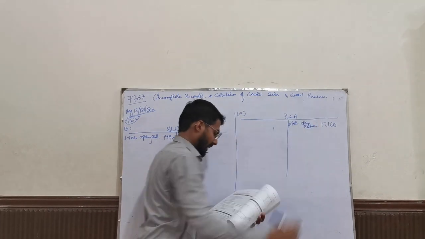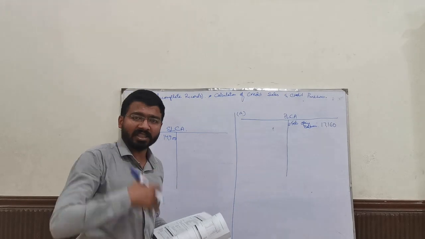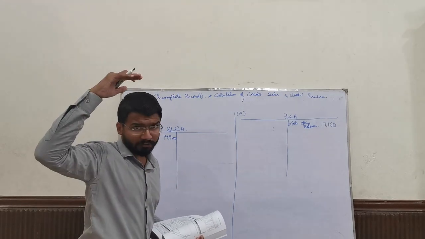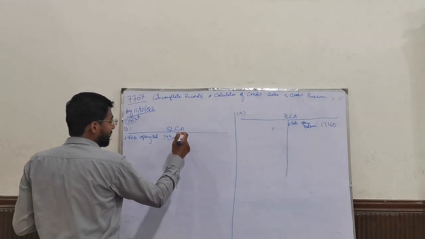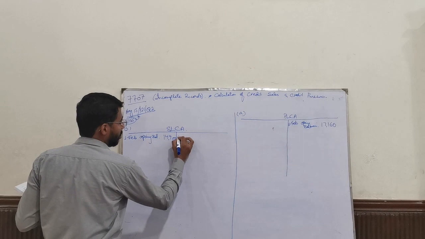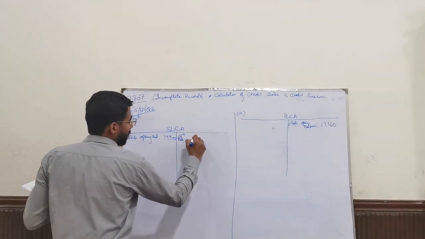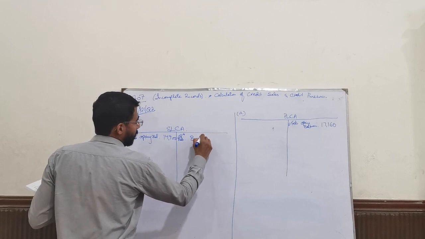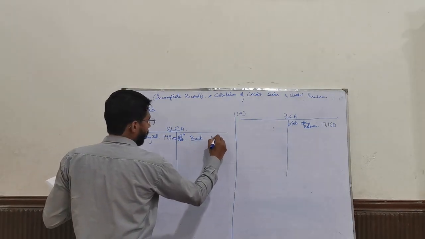Next is cheque received from trade receivable. When I receive a cheque, my balance of trade receivable goes down. There is a decrease in asset. I will write it on the credit side with the last date of the month, which is 28th of Feb, bank, and the amount is 45,800.